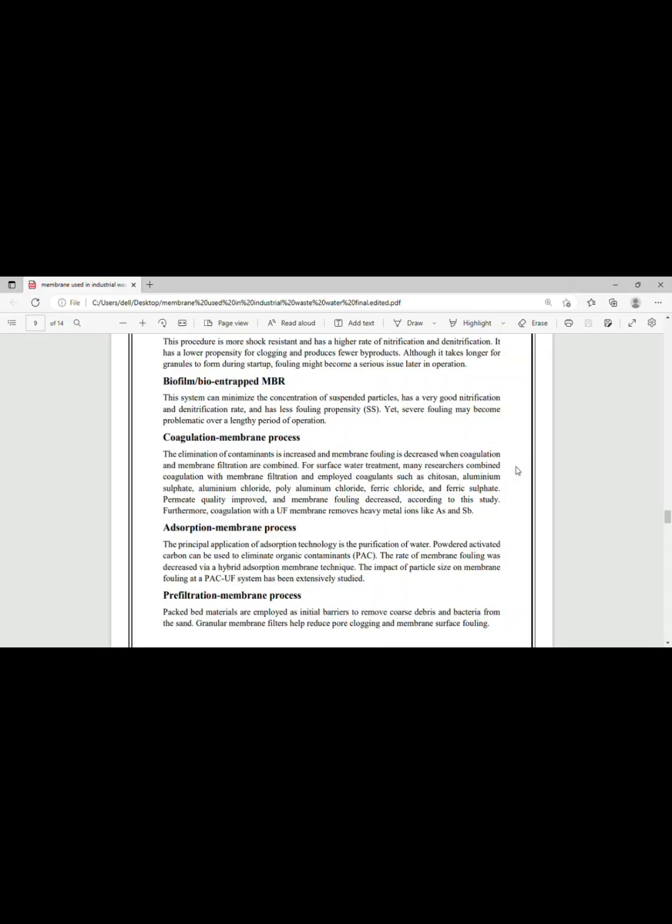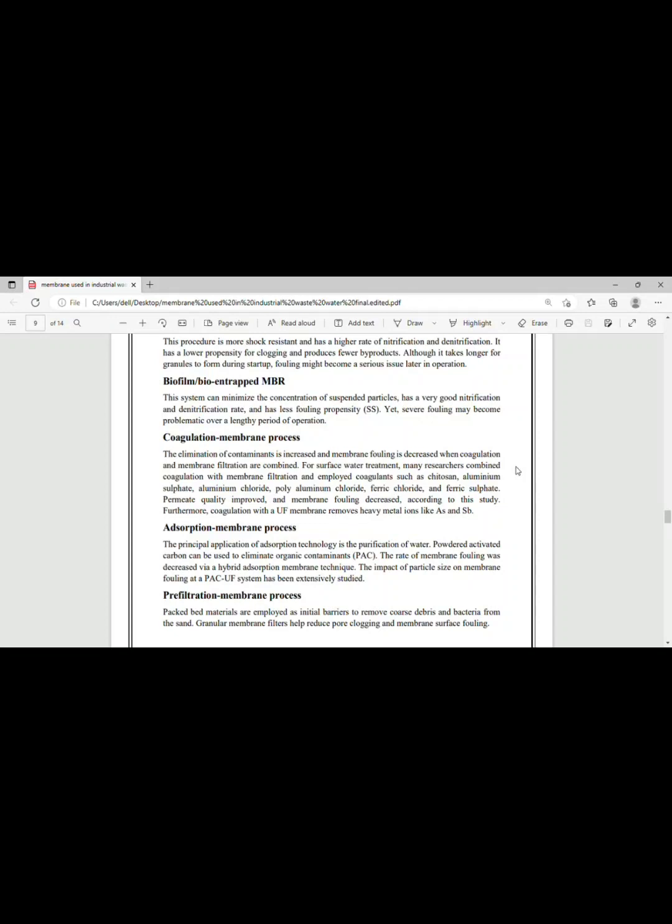Coagulation membrane process. The elimination of contaminants is increased and membrane fouling is decreased when coagulation and membrane filtration are combined. For surface water treatment, many researchers combine coagulation with membrane filtration and apply coagulants such as chitosan, aluminium sulfate, aluminium chloride, polyaluminum chloride, ferric chloride, and ferric sulfate. Permeate quality improved and membrane fouling decreased according to this study. Furthermore, coagulation with the UF membrane removes heavy metal ions.